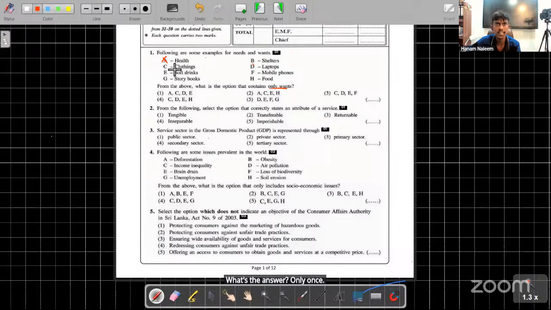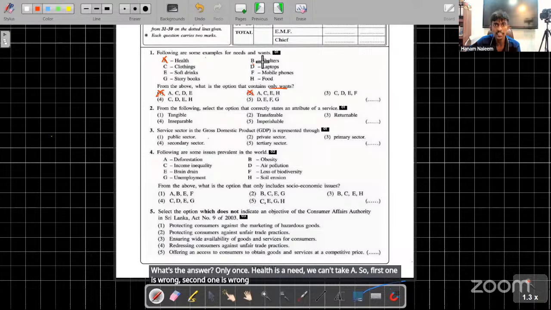Health is a need. We can't take A. So first one is wrong. Second one is wrong. Shelter is a need, so we can't take B also.